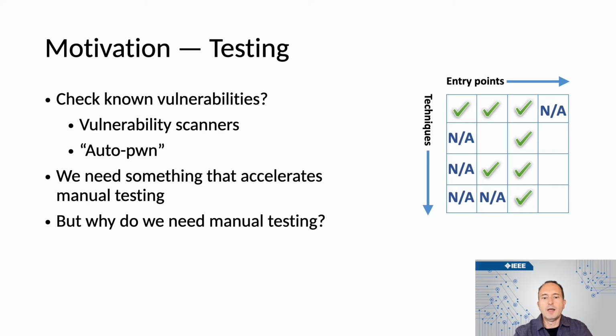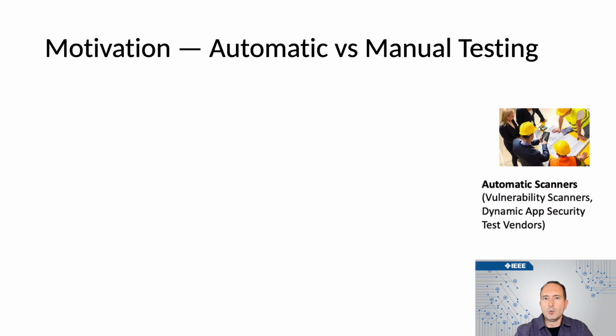So then you're left with all these other empty spaces that do apply, but a vulnerability scanner just isn't that good at or can't test at all. So we need manual testing for that reason. Looking at it another way, I look at automatic scanners like hiring someone to build your house. Yeah, you can pick the flooring, maybe the paint colors, but you can't tell them how to do the work.